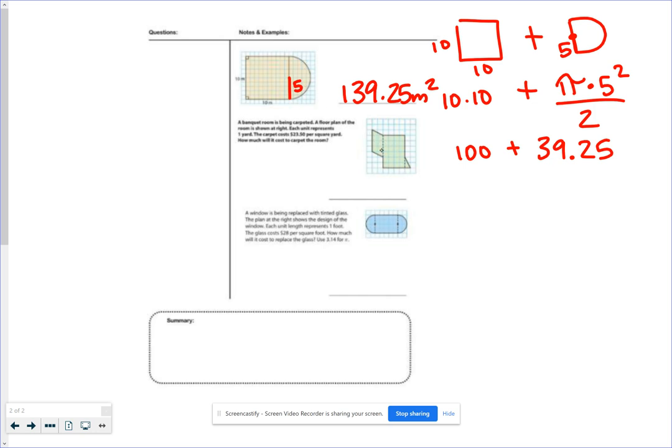Here we have a parallelogram, a rectangle, and a triangle. All right, it says a banquet room is being carpeted. A floor plan of the room is shown at the right. Each unit represents 1 yard. The carpet costs $23.50 per square yard. How much will it cost to carpet the room? So we have to find the area of the whole room. So we're going to find the area of this parallelogram plus this rectangle plus this triangle.